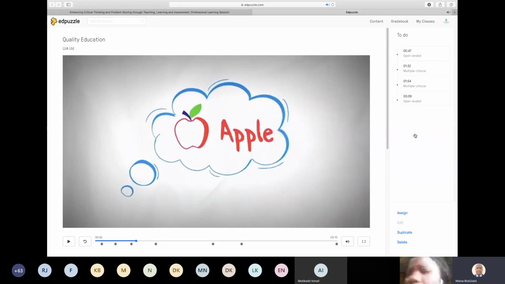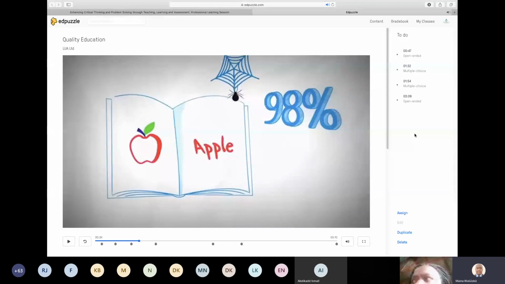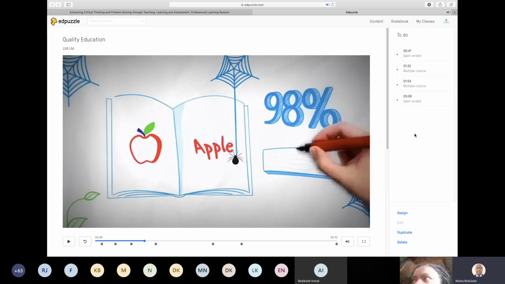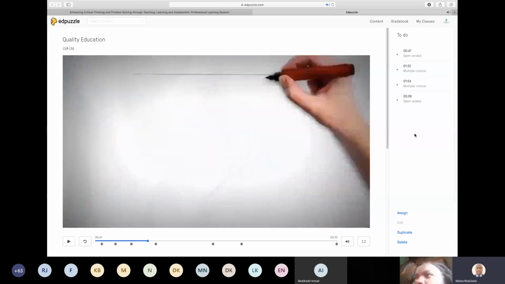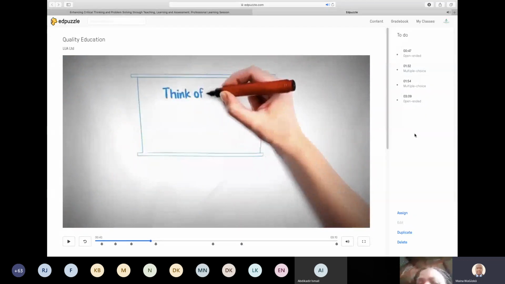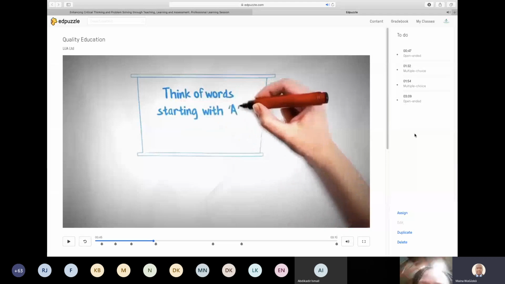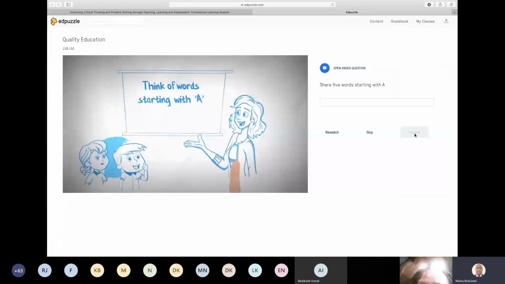Did you think Apple first? 98% of people are most likely to think so, because that was what we were told in kindergarten. Imagine that this was done differently. Say we had asked you for all the words starting with A. Here you can share any word starting with A. I can't remember any words which start with A. Can someone tell me a word which starts with A?